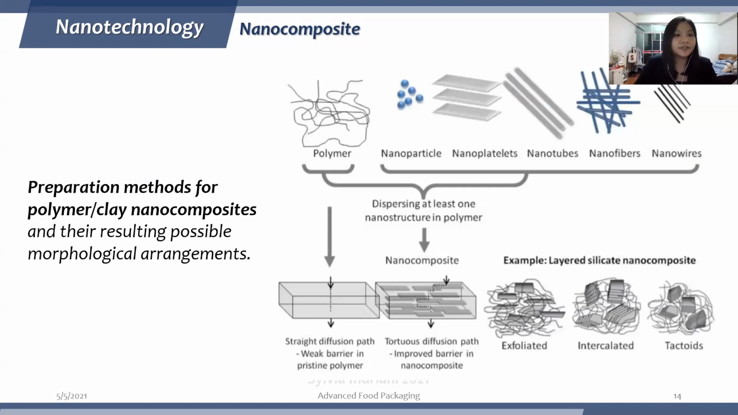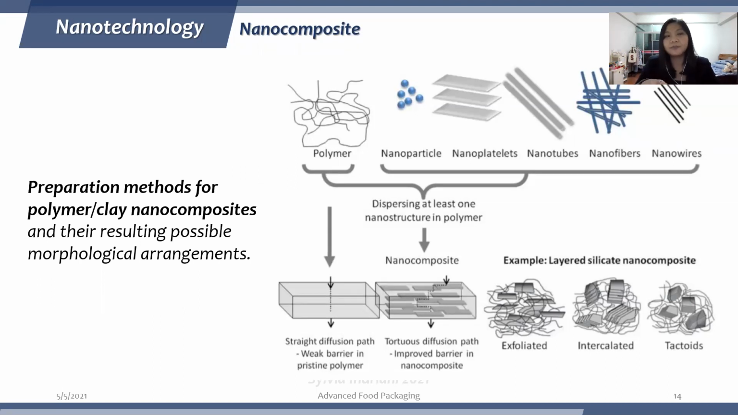This diagram shows us the different dimensions of nanomaterials incorporated with polymer to form nanocomposites with different morphological arrangements. Basically, it's easy to make nanocomposite. Just provide the polymer, and then you also have the nanomaterials. It can be with any dimensions, and then we can just blend them together. Then we will obtain the nanocomposite.